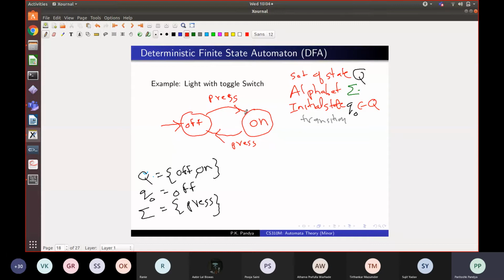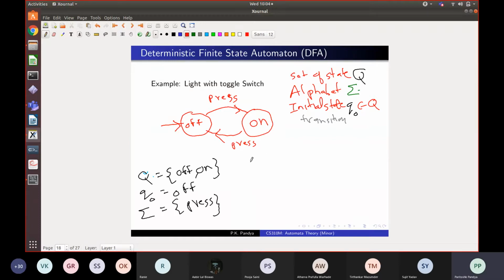Each arrow is called a transition, and the transition is labeled by the event, or the letter, on which that transition occurs. On occurrence of that letter, the automaton will move from its current state to the next state. If it was in the off state, on press it will move to on, and if it was in the on state, it will move to off. So is the working of the system clear to you? Yeah, if there is a question, please ask.